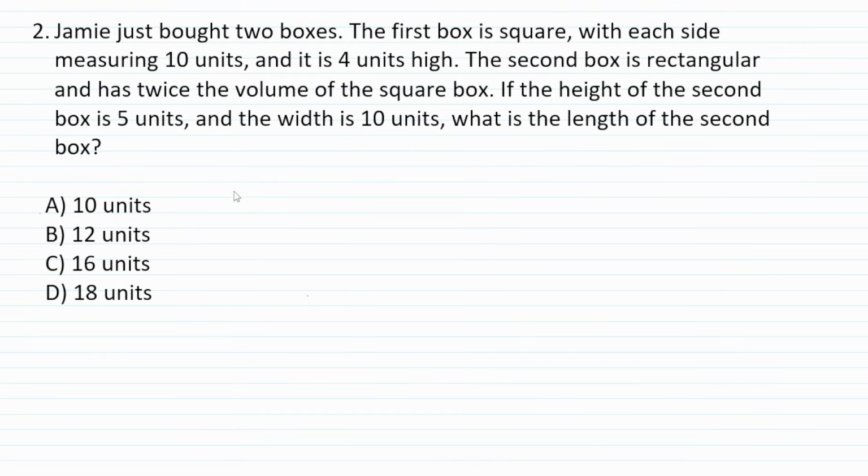So for this problem, it should be pretty obvious that we're comparing the volume of 2 rectangular prisms. And how do you find the volume of rectangular prisms? Simply length times width times height. And that's going to be the case for both of these. All right. And in addition, we're told that the volume of the second box is twice the volume of this first box. Let's fill in what we know about this first box.